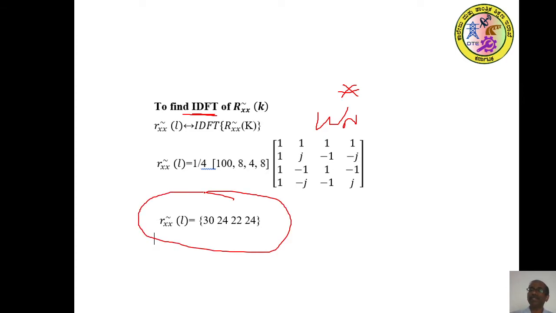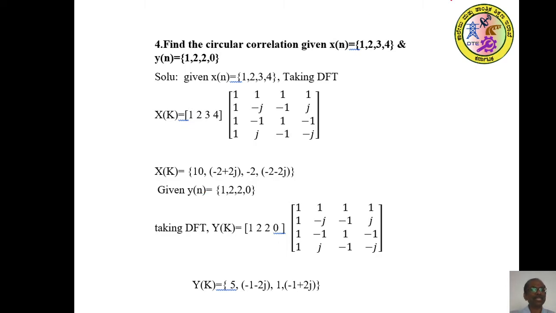So the final answer is in time domain, but in the middle I used the transform domain approach. Next problem. Same thing, I have given two signals x of n and y of n, and I am asking you to calculate the circular correlation. In general the word is circular convolution, but since two sequences are given, x of n and y of n, we must perform cross correlation in this.